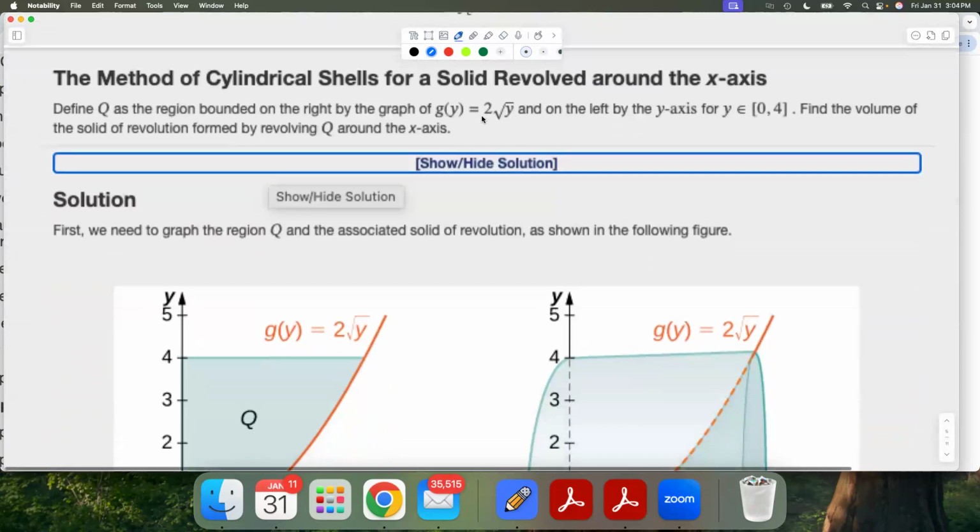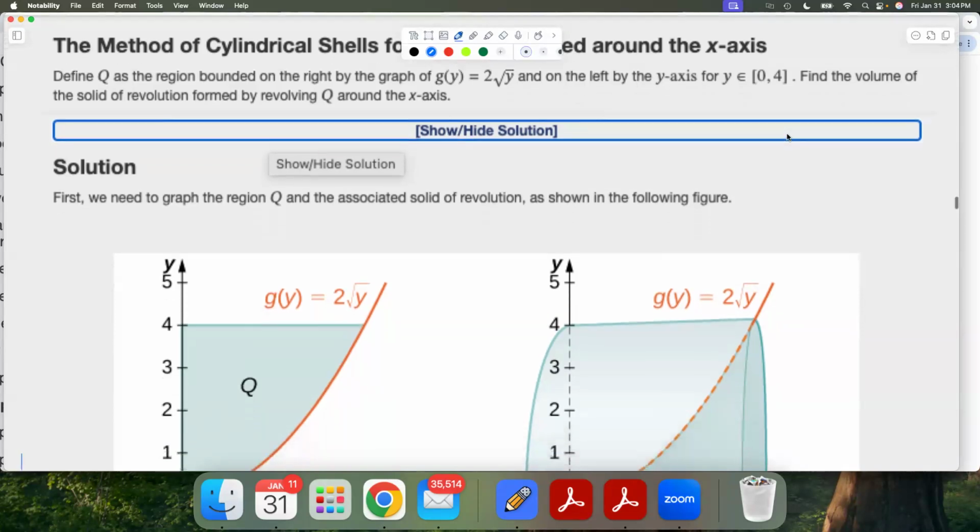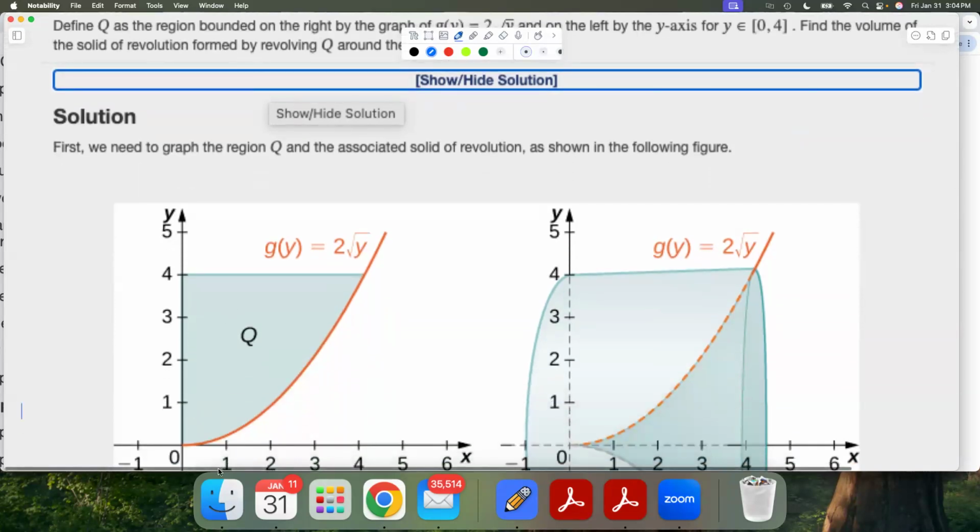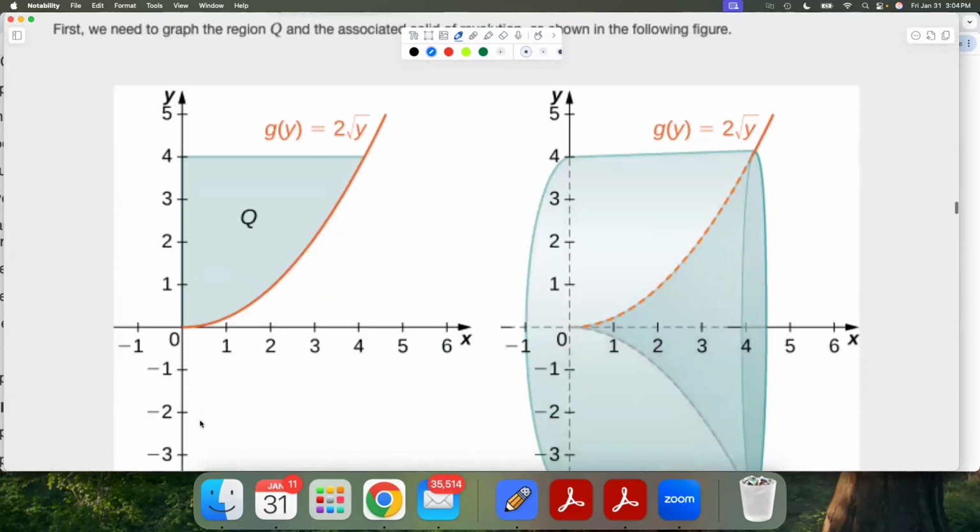Okay, so we get this region bounded by 2 square root of Y. And then on the left, bounded by the y-axis between y equals 0 and 4. And we're taking that and rotating it around the x-axis. Now, we could try doing washers.